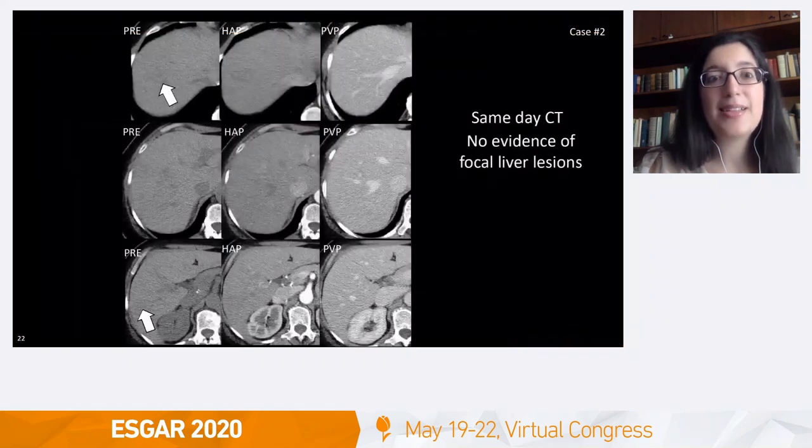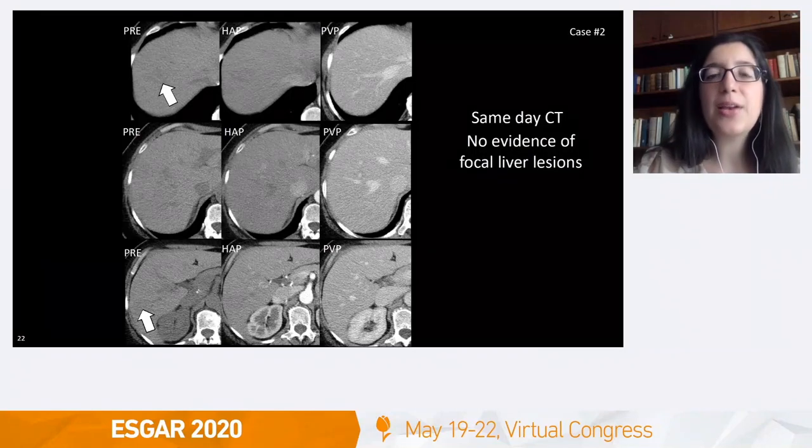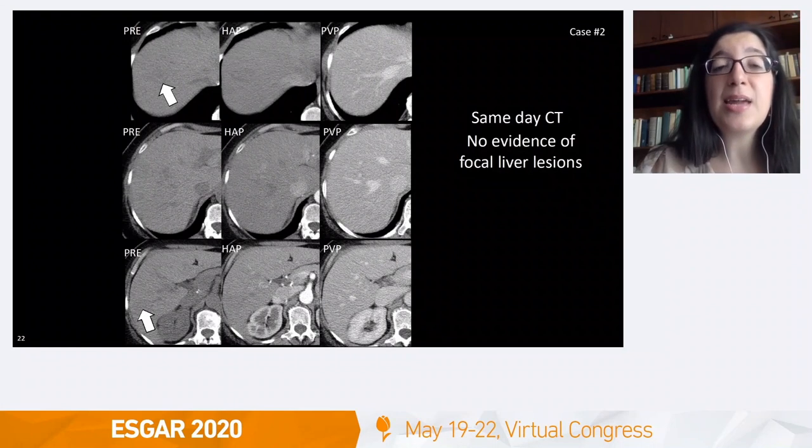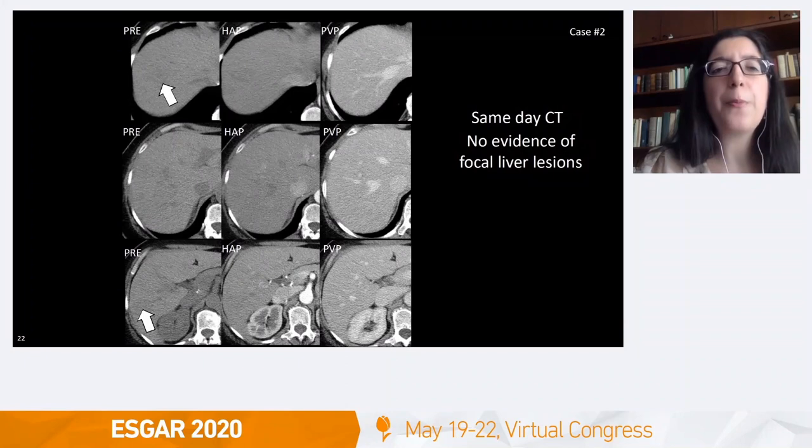Well, in this case, the patient underwent a CT on the same day, and it was reported as no evidence of focal liver lesions. And I can tell you that I almost agree with this, but here we have different levels. On pre-contrast images, if we stress the image, we can see something really slightly hypoattenuating on pre-contrast images as indicated by the arrows. However, nothing is visible either on arterial phase or on portal venous phase.